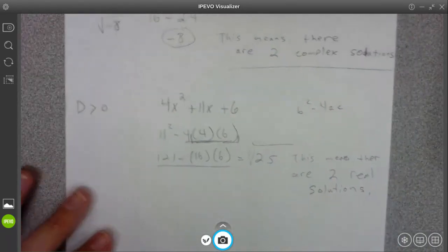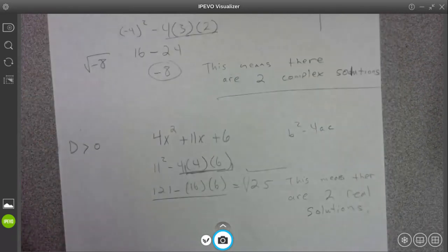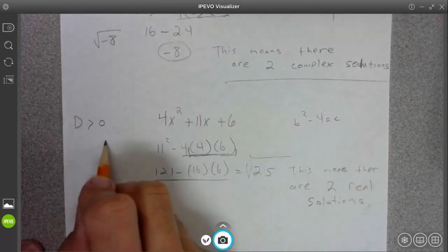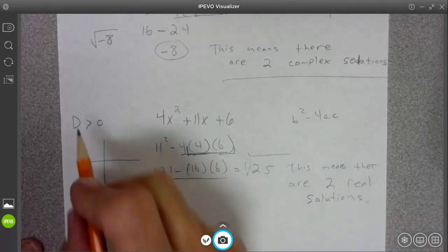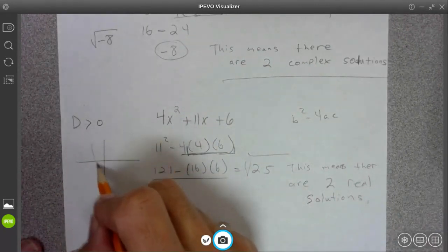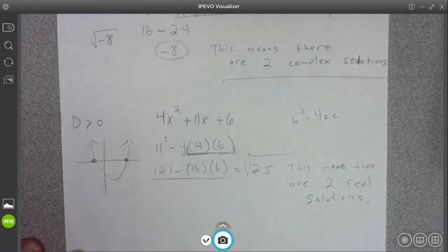So far, I guess the only way we can get imaginary numbers is if we square root a negative. So in this case, what this means graphically is that there are two actual x-intercepts. Like if you were to look at the graph of this, it might look something like that, where it crosses twice.